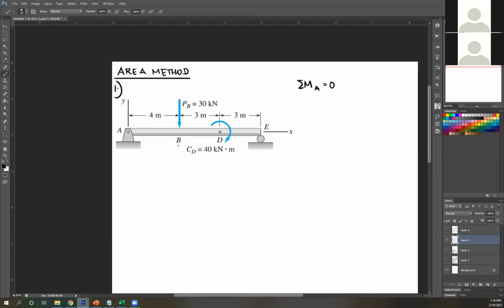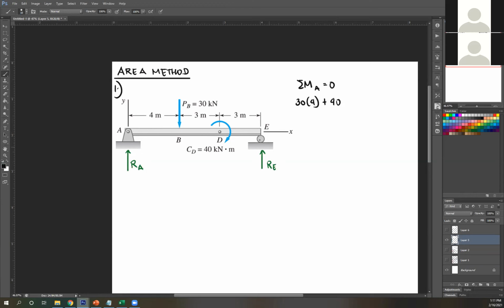Okay, let's start. PB, clockwise, therefore positive, so positive 30 times distance 4. Next, this is a couple and it's clockwise, so that's positive, so just positive 40. And then you have your reaction at supports, reaction A, reaction E. At rollers, there will never be a horizontal reaction. At pin, there could be a horizontal reaction if you have a horizontal force present. But there is none, so I won't draw that anymore. So it's just that way.